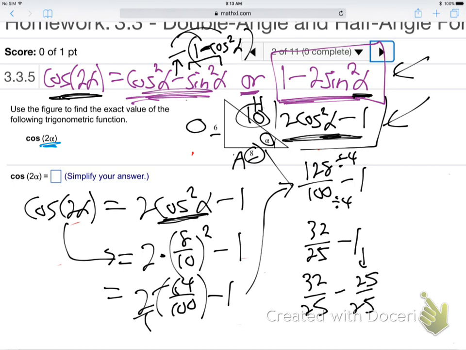25 25ths. That's a fancy 1, and now I can subtract them. You with me? You guys catching that? It's that little stuff that gets people. So I want to be helpful with that. If you have a 1, you have to make it into a fraction with a common denominator to subtract two fractions.